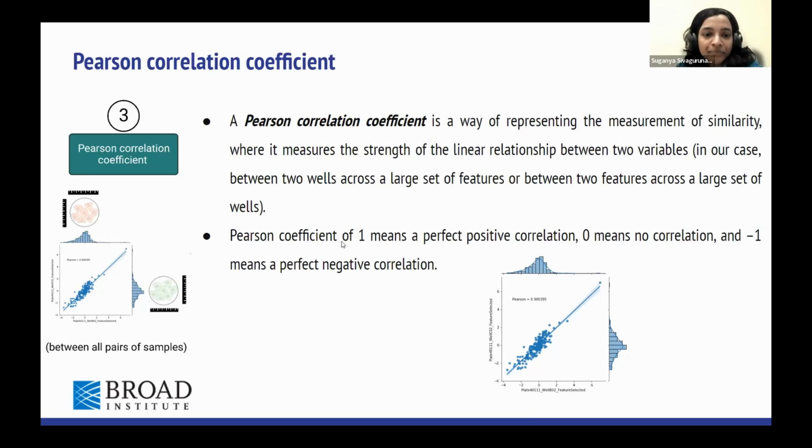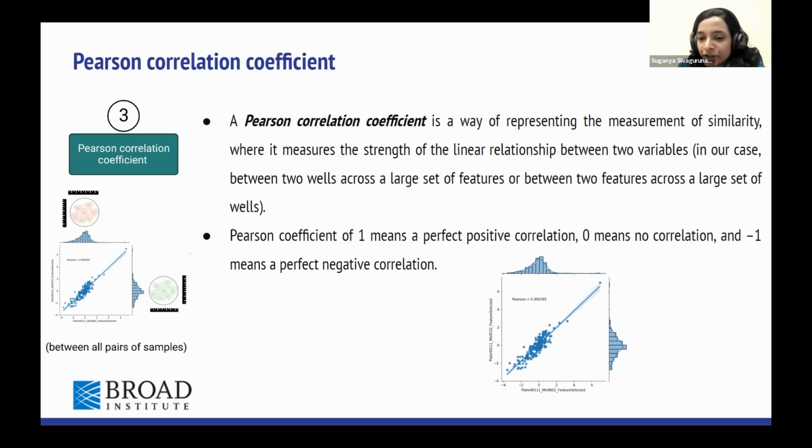What do I mean by that? Here in the graph, what this graph shows is we are plotting all the features that we have obtained from one well against the features that we have obtained from another well. For example, here we have plotted the features from well C2 to well B2, and the Pearson correlation coefficient is 0.9. What it means is the similarity between the features from these two different wells is 0.9.